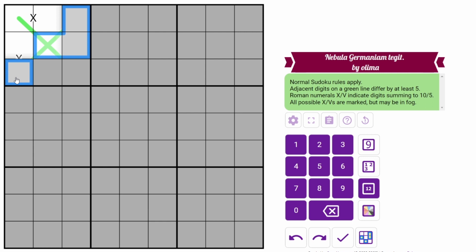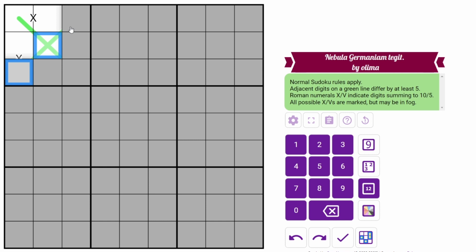That means if I put something like 2 here, then here I have to put some digit which is at least 5 away from 2, that is either 7, 8 or 9. If I put 3 here, then I can only have 8 and 9. So those are the rules for green lines. These are called German whisper lines. These are the rules for the German whisper lines.